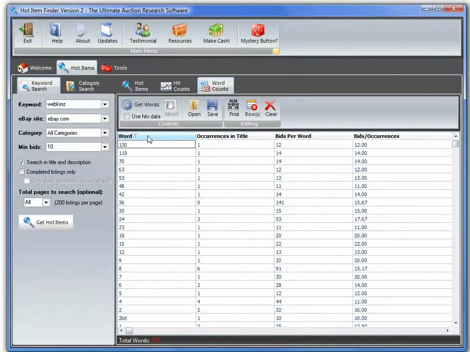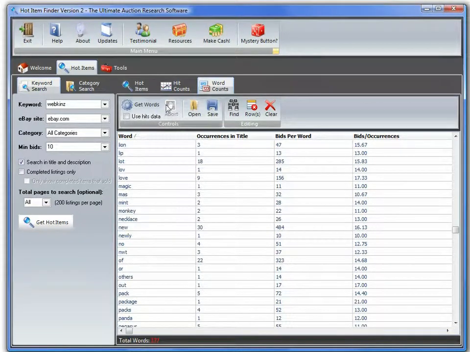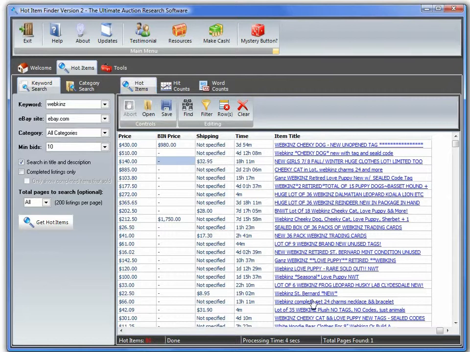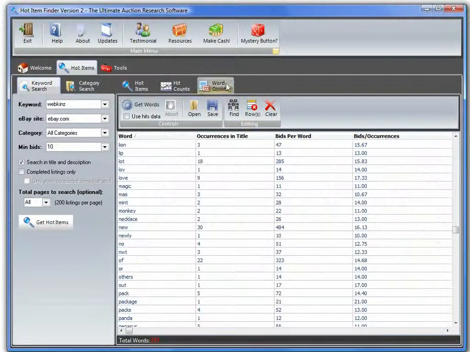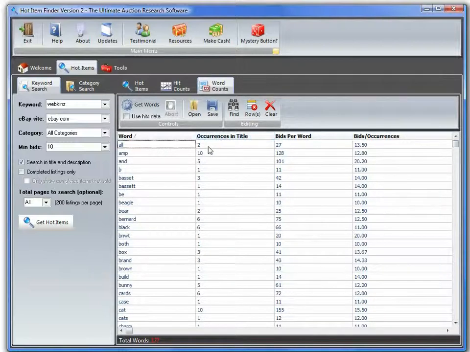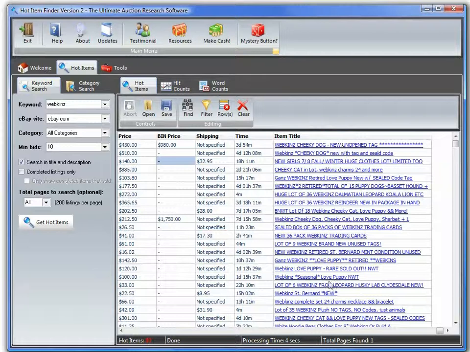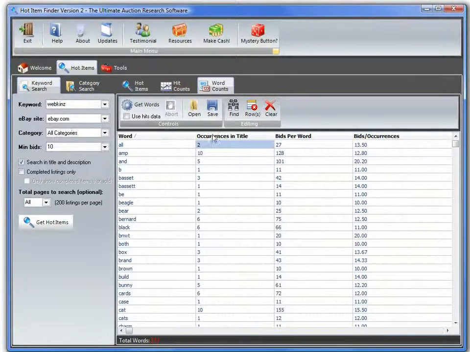Over here, you can see all the words are split up. They're all put into single words here. Every single word that occurred, there's 177 words that have been stripped out from all of these auction titles here in 80 of the hot items. And what's happened here is it tells you how many times that corresponding word has occurred in all of the titles. So this corresponding word, all, which is not really useful, but it's occurred twice.